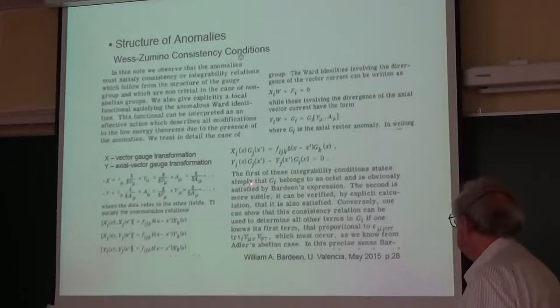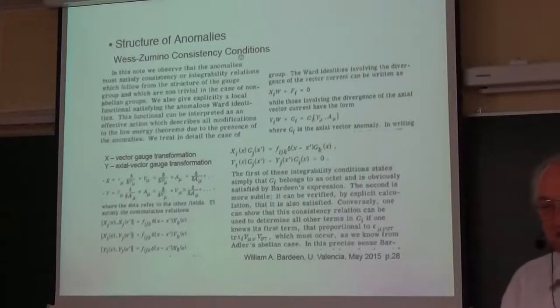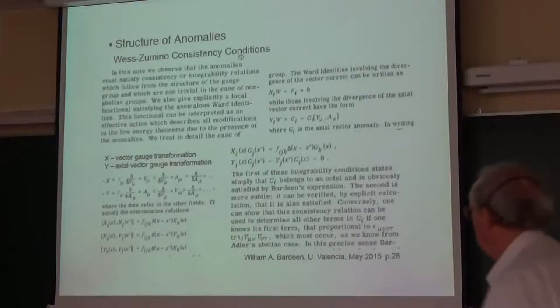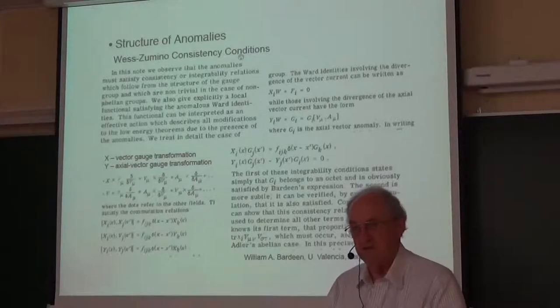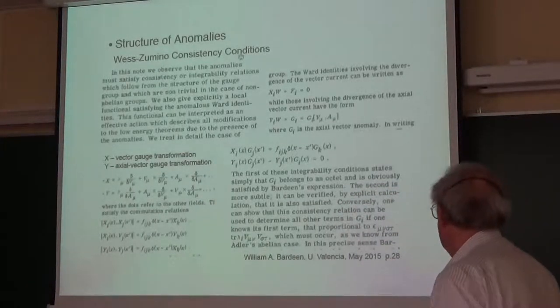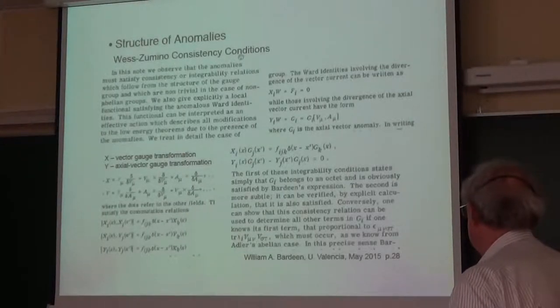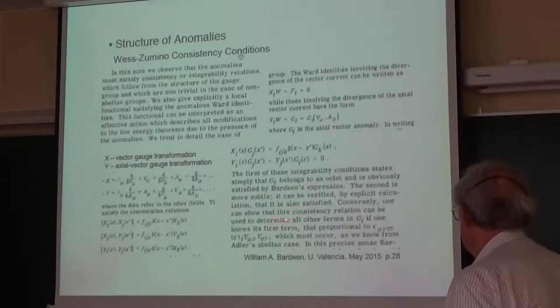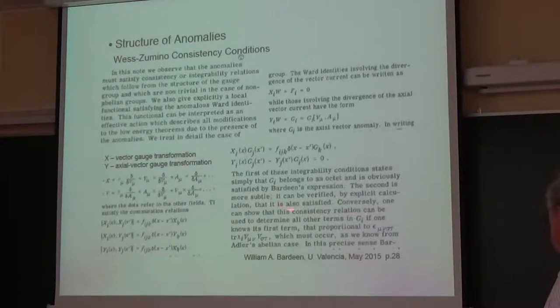So it was fun to see that, in fact, I hadn't made any mistakes in my calculation, and I had it confirmed. And it did satisfy the consistency condition. But the consistency conditions are a much broader constraint on the structure of anomaly. And the depressing part of this for me was, conversely, one can show this consistency relation can be used to determine all other terms in GI if one knows the first term.